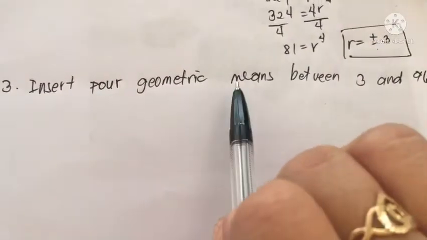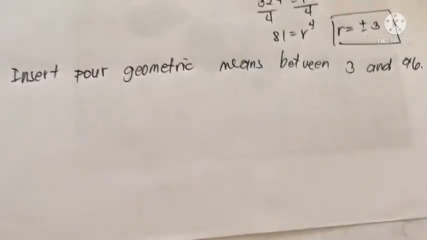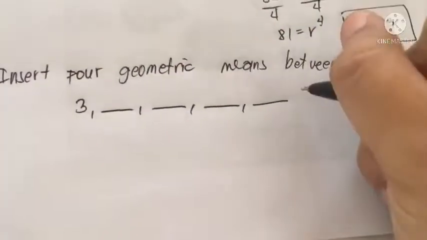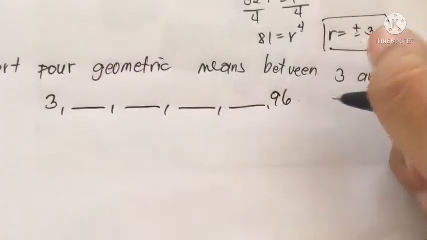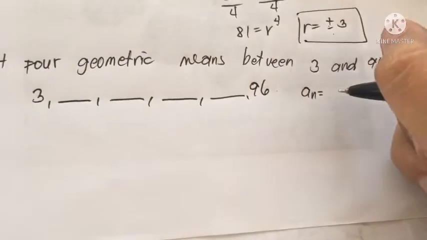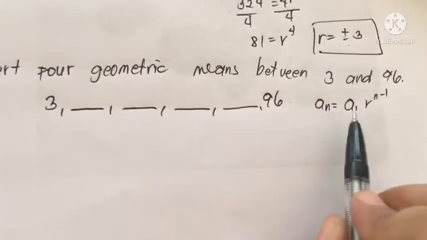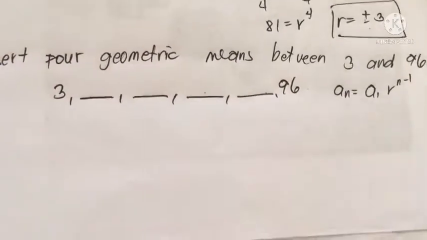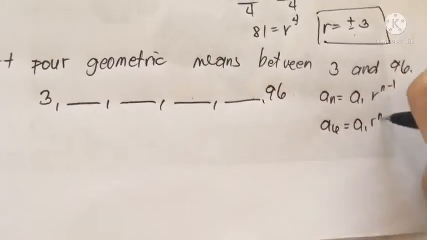Next natin, number 3 example natin. Insert 4 geometric means between 3 and 96. So, 4 lang ilalagay natin. So, magiging 3, 1, 2, 3, 4, then 96. Again, we will use the formula a sub n is equal to a sub 1 r^(n-1). So, ang gagamitin natin a sub n natin pang ilang term? 1, 2, 3, 4, 5, 6. Pang 6 term. So, we have a sub 6 is equal to the first term, r^(n-1).